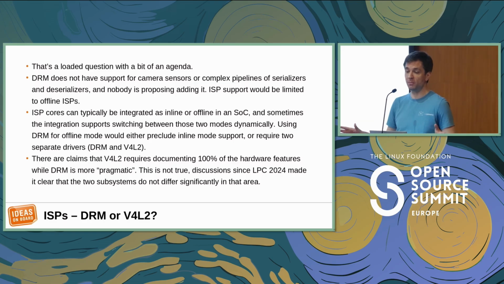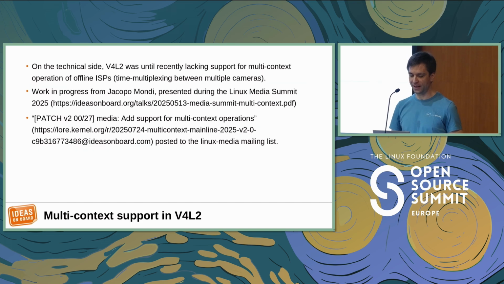Offline ISPs, memory to memory, that's, yes, a bit closer to the GPU, perhaps. But it means that if your ISP can operate in both modes, well, what do you do? You implement a DRM driver to operate it in memory to memory, and then a V4L2 driver for the same ISP in inline mode. Doesn't really scale. Those claims, I think, are mostly about not wanting to document features of the ISP.